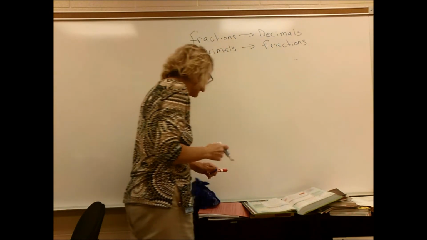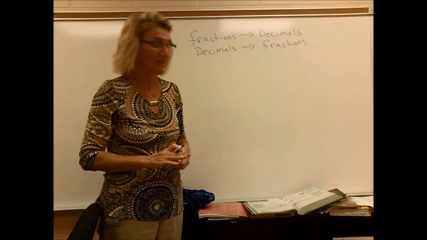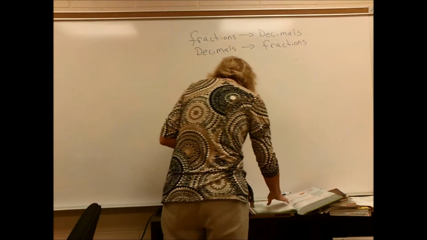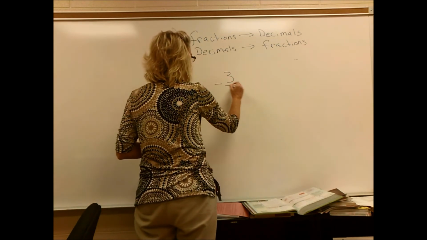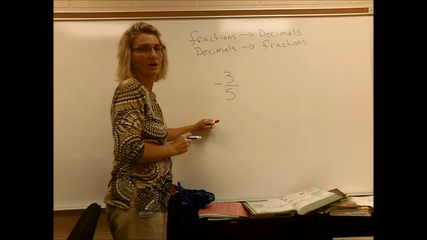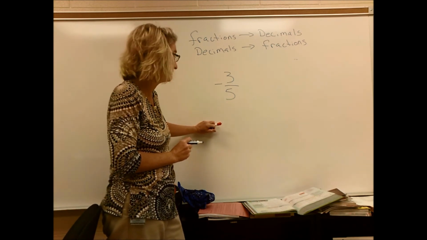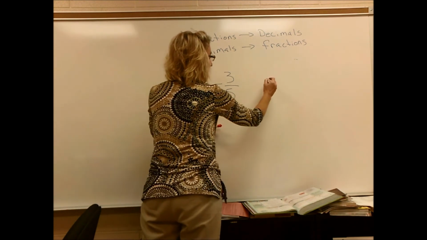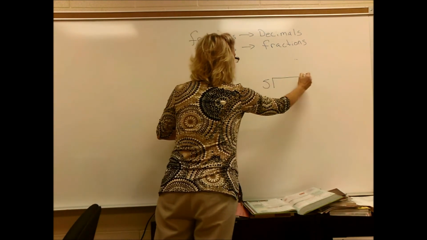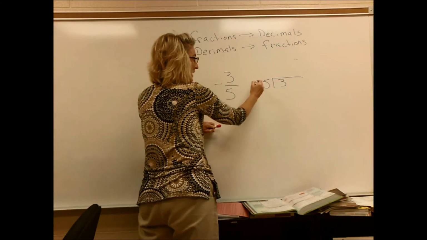Now my fractions to decimal, and I know fractions to decimal, we have to divide. So my example here has negative 3/5. Oh, good gravy, Miss Osborne. You threw a negative in there. Yeah, I did. Whenever we divide, my denominator is my divisor, my numerator is my dividend.